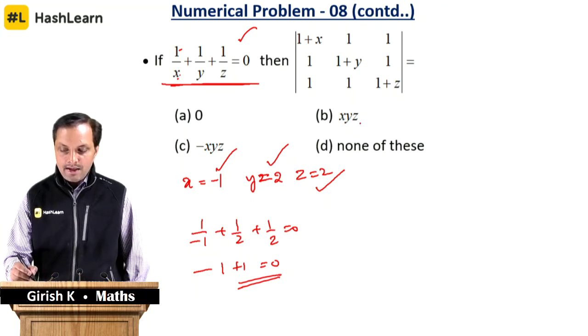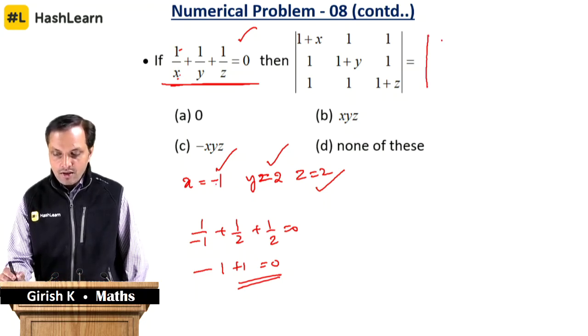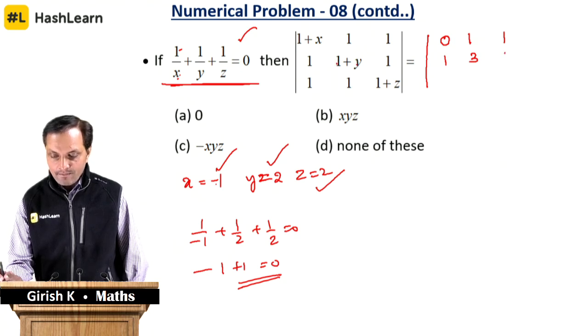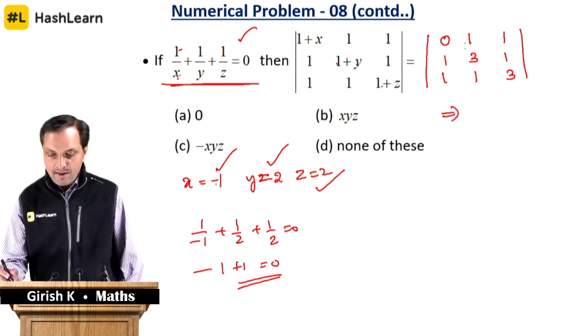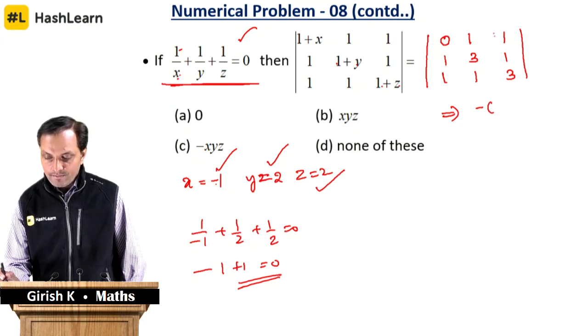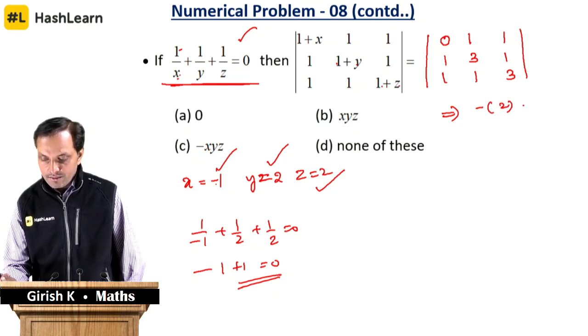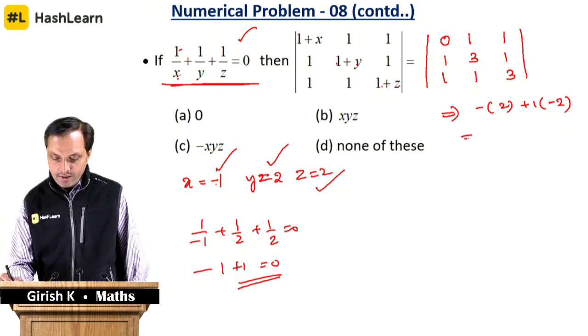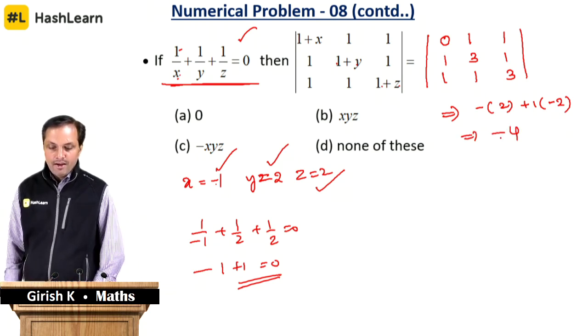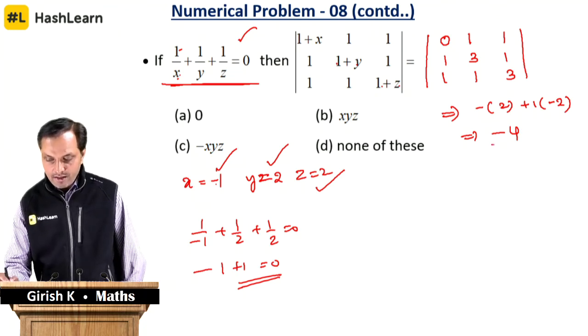So take these values and put it here. X को minus 1 लिए तो 0, 1, 1. Y is 2. So 2 plus 1 is 3. Z is 2. 2 plus 1 is 3. If you simplify, what happens? That will give you some answer. So minus 1 into 3 ones are 3, minus 1 is 2, plus 1, 1, minus 3 is minus 2. That is going to give you minus 4. So यहाँ पे x का value है minus 1.